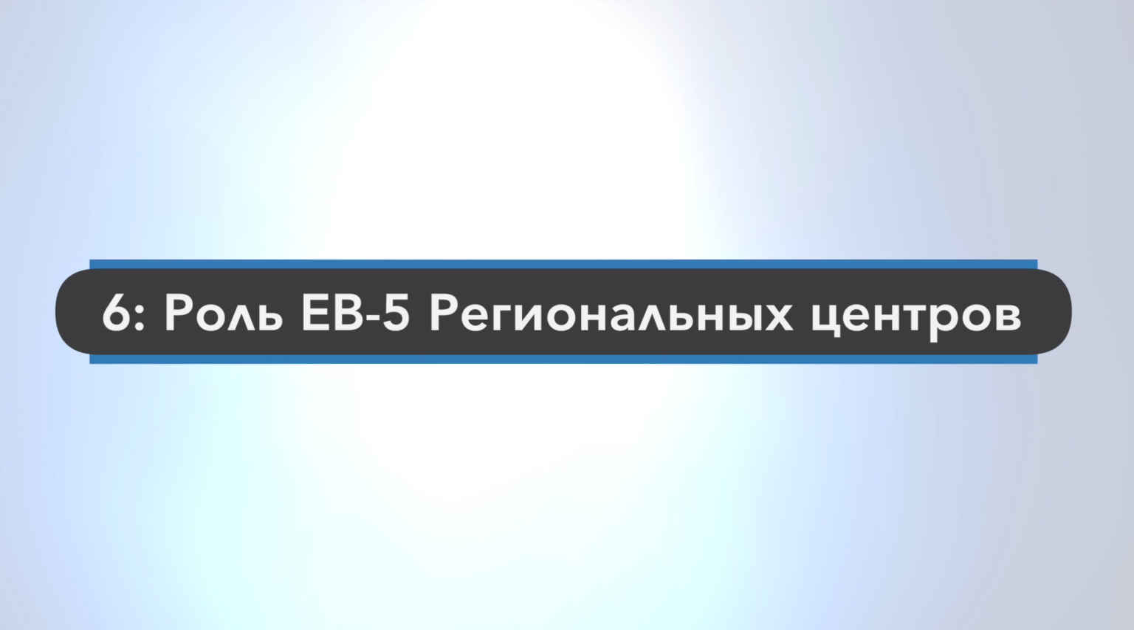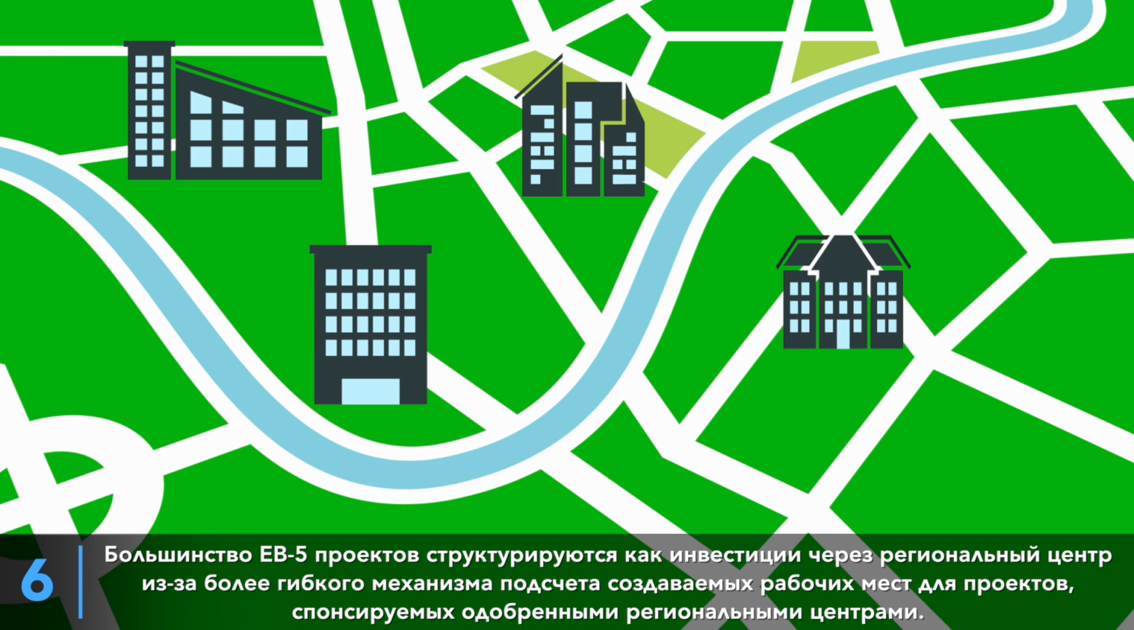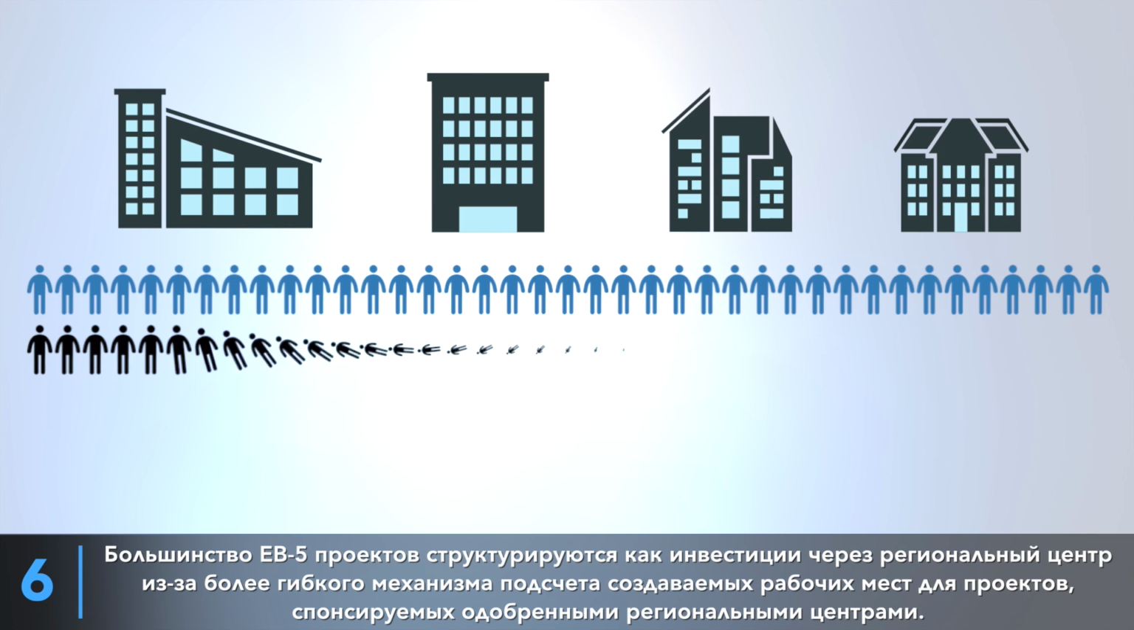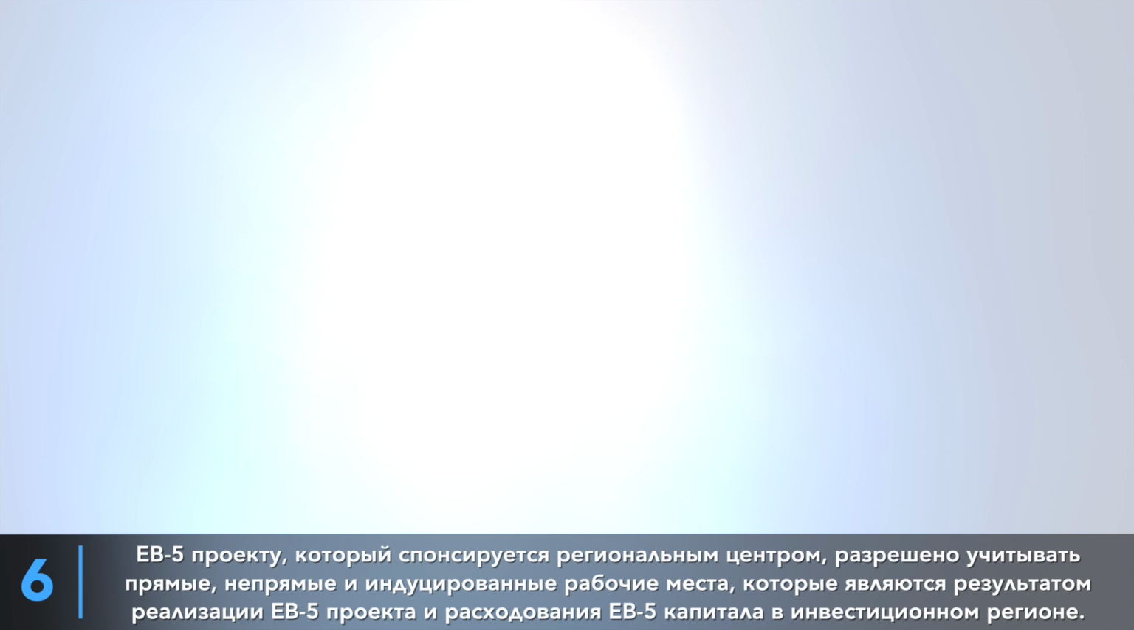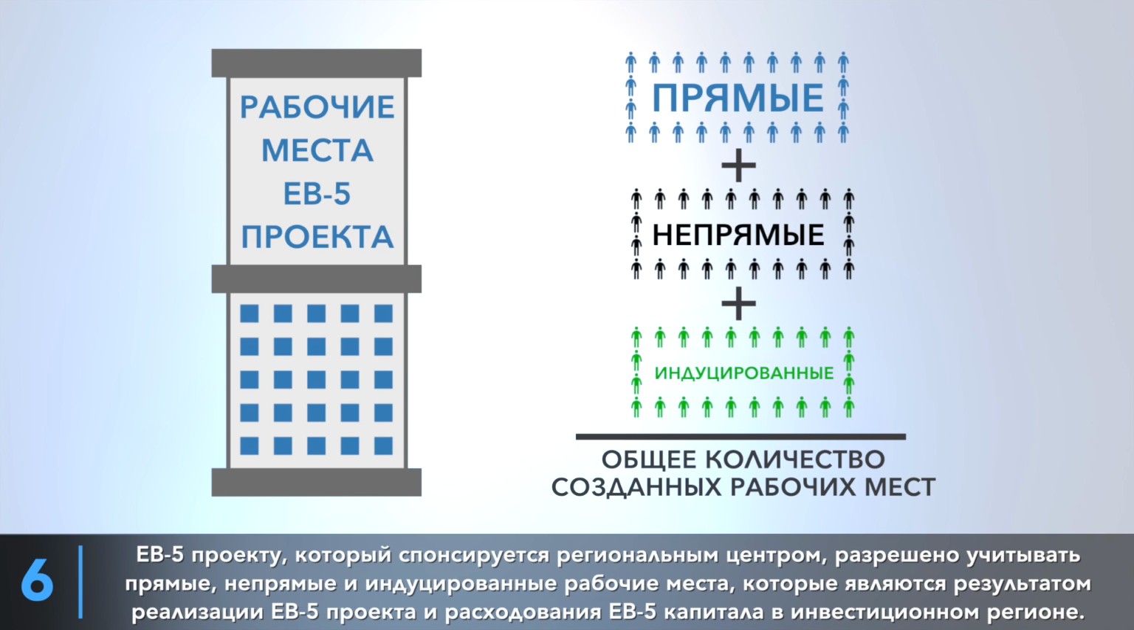6. The role of EB-5 regional centers. EB-5 Regional Center designation is a USCIS license that allows the holder to sponsor EB-5 projects within a specific, approved geographic coverage area. Most EB-5 projects are structured as regional center investments because of the favorable treatment of job creation for projects sponsored by approved regional centers. An EB-5 project sponsored by a regional center is allowed to count the direct, indirect, and induced jobs that result from the development of the EB-5 project and the expenditure of EB-5 investment capital within the investment region.